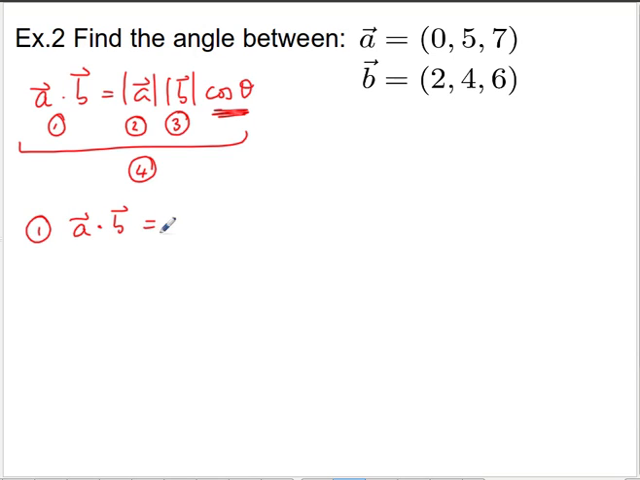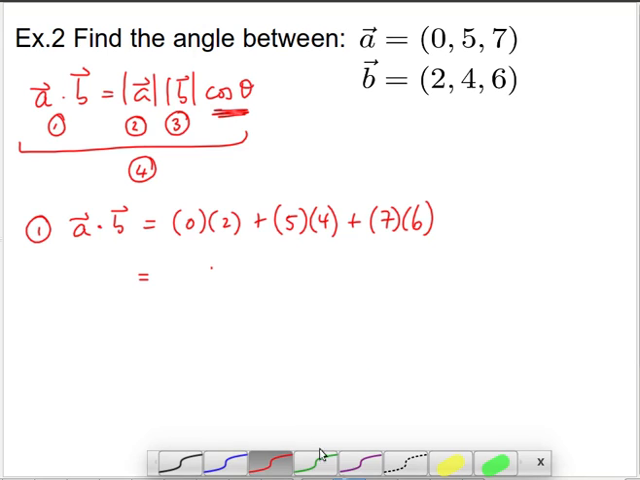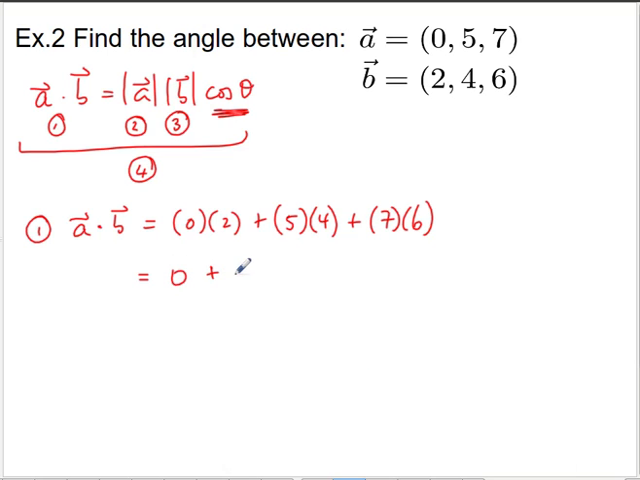And that's equal to, I'm going to take the x components, 0 times 2, plus the y components, 5 times 4, plus the z components, 7 times 6, and that's 0 plus 20. Let's go ahead and write it out. 0 plus 20 plus 42, and so we end up with 62. That's my A dot B.